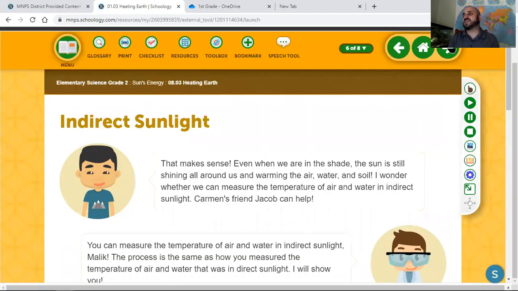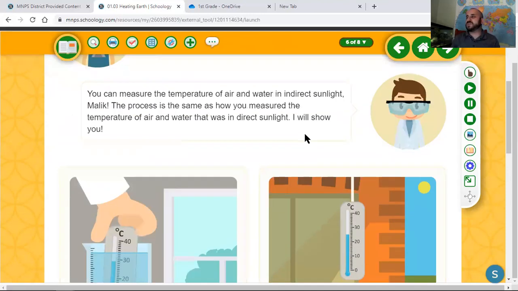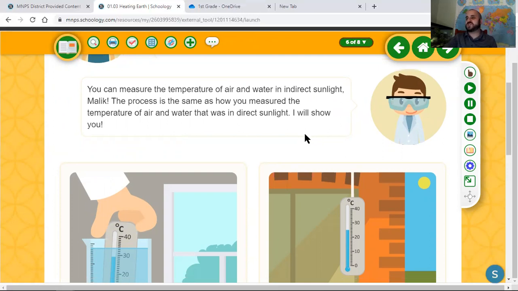All right, indirect sunlight. That makes sense. Even when we are in the shade, the sun is still shining all around us and warming the air, water, and soil. I wonder whether we can measure the temperature of the air and water in indirect sunlight. Carmen's friend Jacob can help. You can measure the temperature in air and water in indirect sunlight, Malik. The process is the same as how you measured the temperature of the air and water that was in direct sunlight. I will show you.